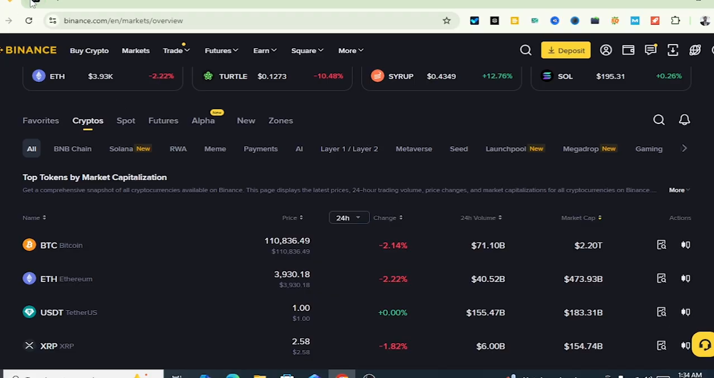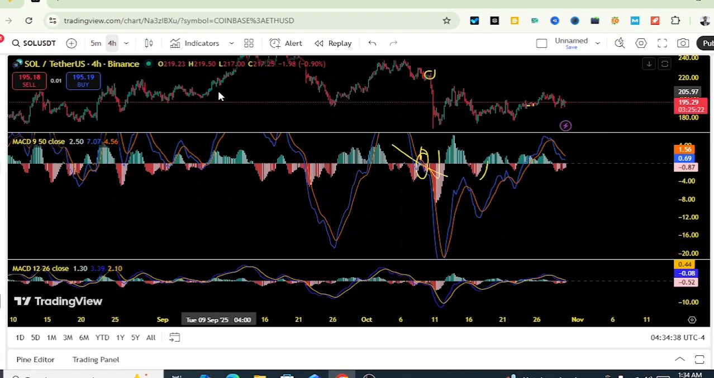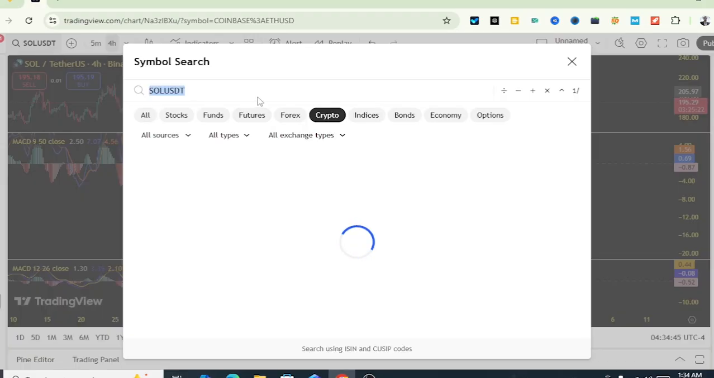So in this video you will learn how to use the RSI indicator, one of the most popular tools to find when the market is overbought or oversold. If you can see this screen, we are choosing any coin that will be used to show you how this indicator works.